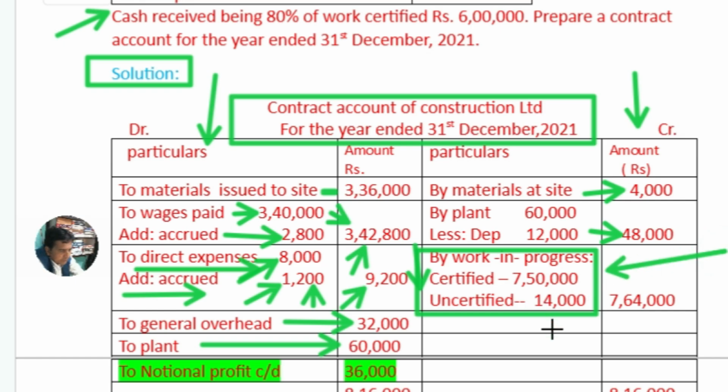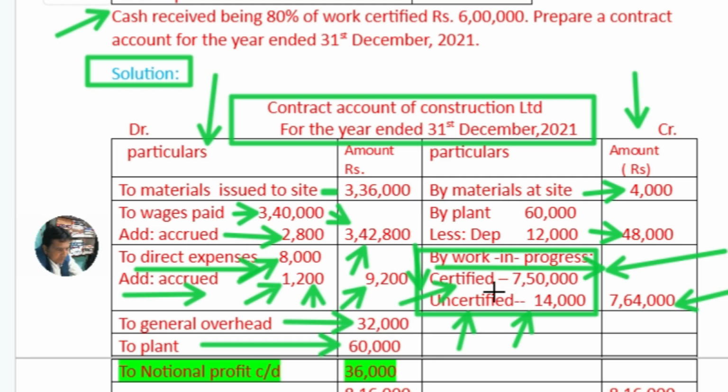Now in contract costing, since the contract is not completed in this year, the contract remains incomplete, partially done. We credit work in progress, and under work in progress both certified value and uncertified value are written. So certified value 7,50,000 is to be calculated, and uncertified value is already given in the question, 14,000. So together it is 7,64,000. Now the question arises, how is this 7,50,000 value obtained?